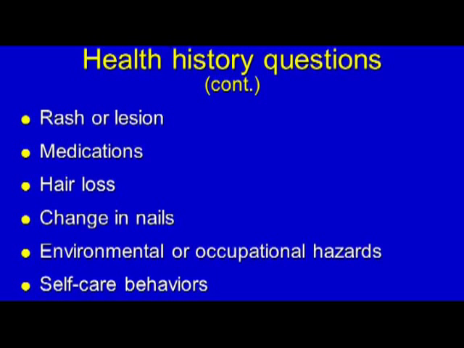What kind of environmental or occupational hazards may this person have been around that would have affected skin or hair or nails? For instance, do they work in an environment that has got chemicals that could cause some kind of rash? Is there any kind of exposure to chemicals related to dishwashing soap or something their hands might be in? And then what are the self-care behaviors this person has?